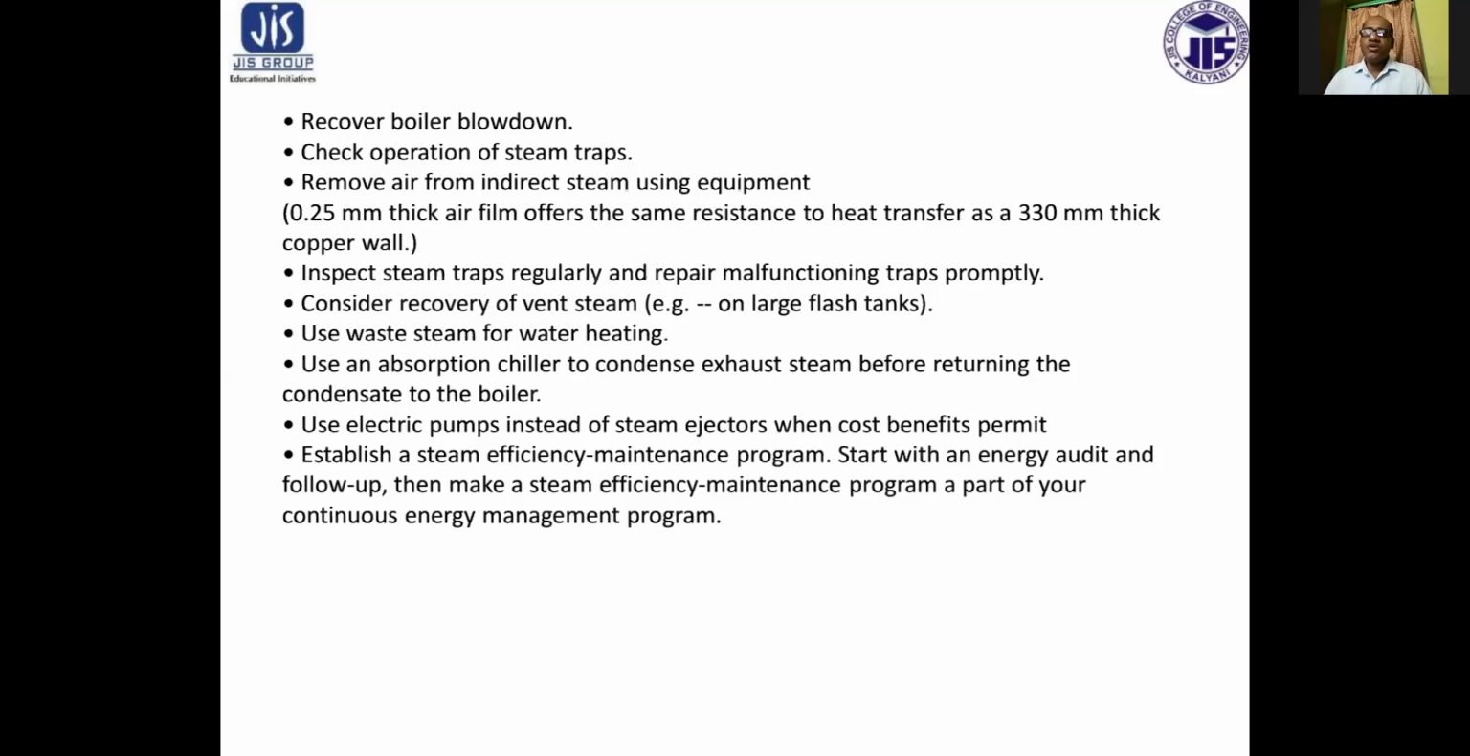Use an absorption chiller to condense exhaust steam before returning the condensate to the boiler. Use electric pumps instead of steam ejectors when cost benefit permits. And establish a steam efficiency maintenance program. Start with an energy audit and follow up, and then make the steam efficiency maintenance program a part of the continuous energy management program.